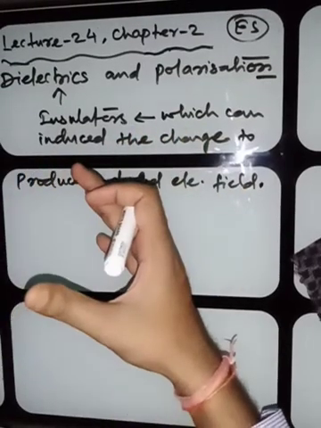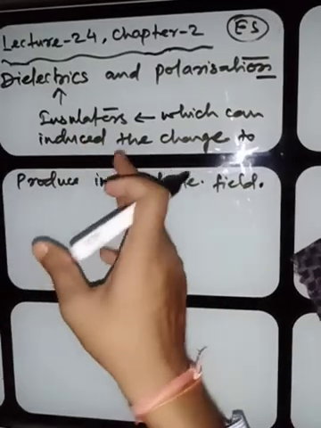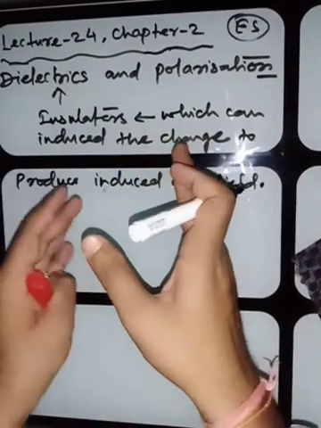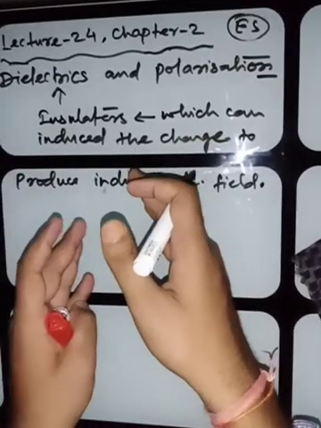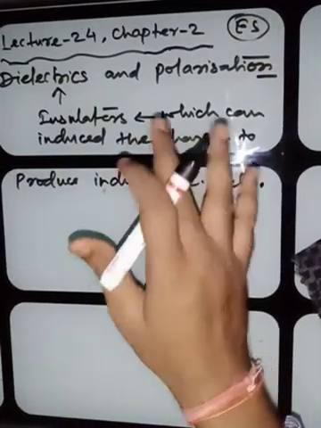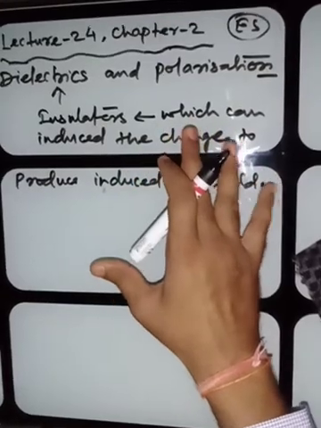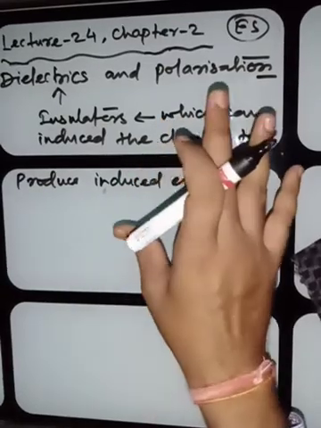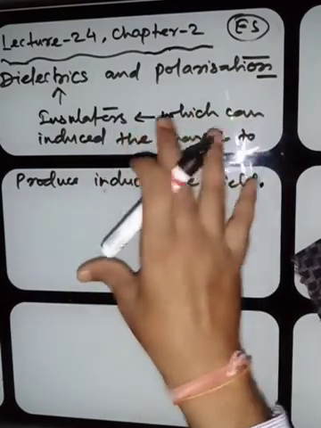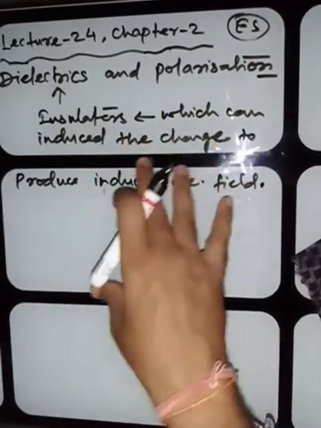It means the net electric field due to insertion of dielectric between the plates of a capacitor, the net electric field will decrease. Okay, that we will study. Remember these points. These points will help you to study. Now we'll study how many dielectrics there are.